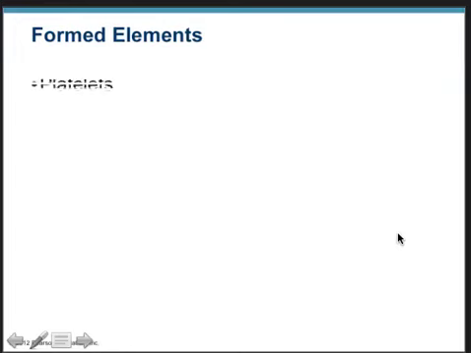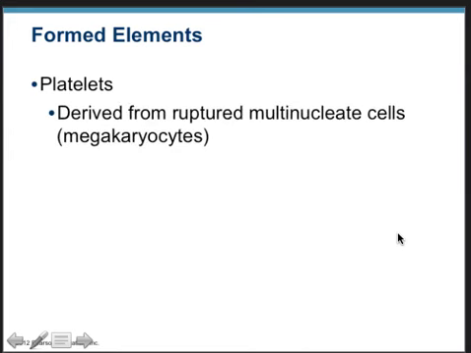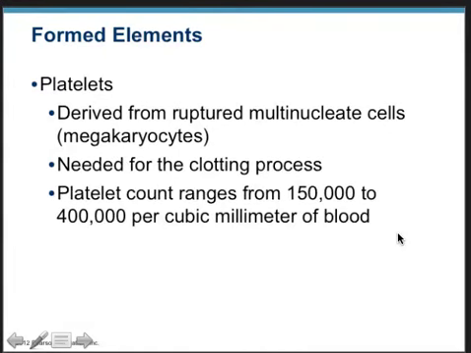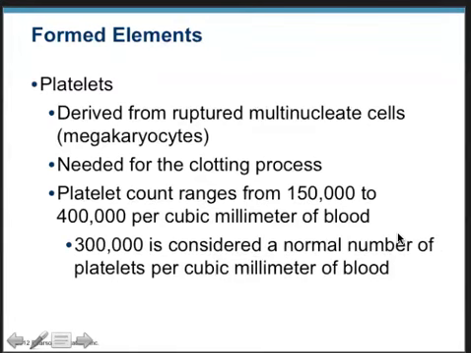Now the platelets are important because they help blood clotting. They're derived from megakaryocytes, which are large multinucleate cells that live in the bone marrow. They're needed for the clotting process. The platelet count ranges from 150 to 400,000 platelets per cubic millimeter of blood. 300,000 is considered a normal number. Any higher than that, then we may have some type of clotting disorder. We may be suffering from thrombocytosis. If the number is low, we call it thrombocytopenia.